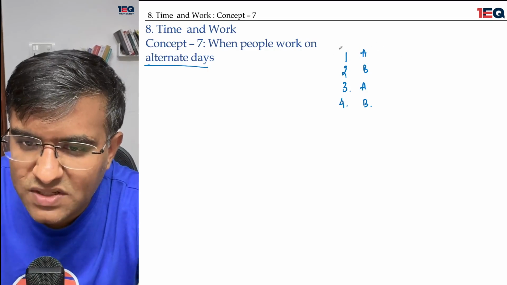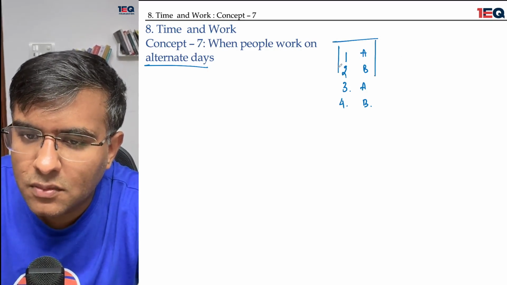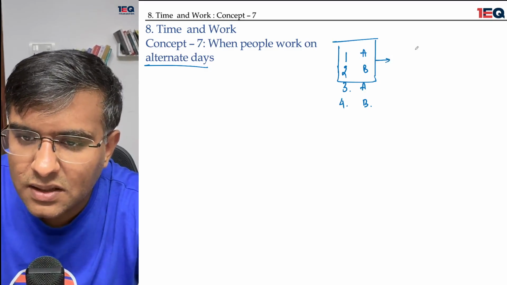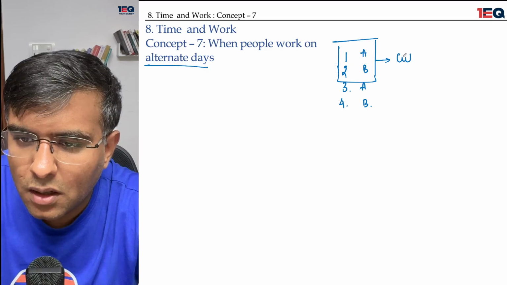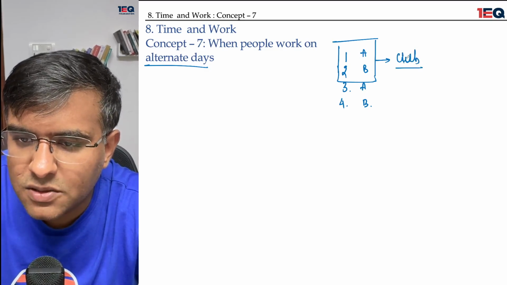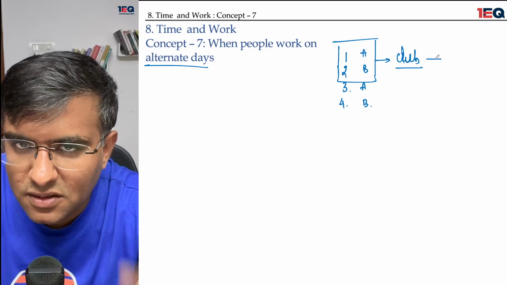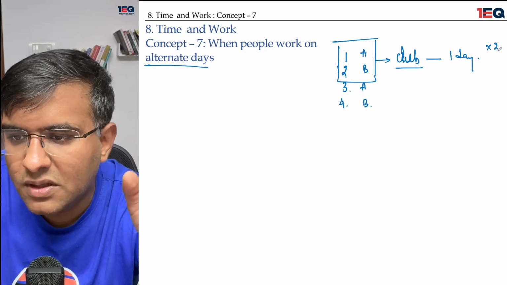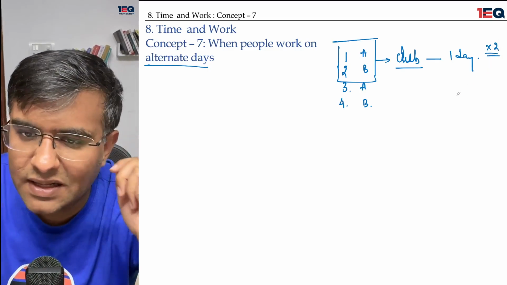So what we do is we try to club the situation. We consider that if two of them are working on a 2 days basis, I will club the situation. I will consider the 2 days to be 1 day, and in the end I will multiply all the results with 2 so as to get my final answer.